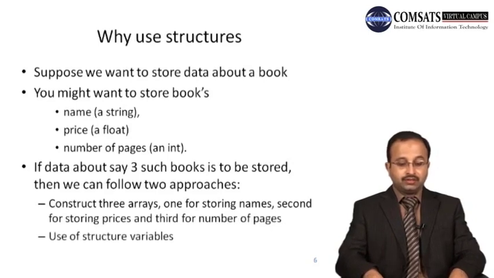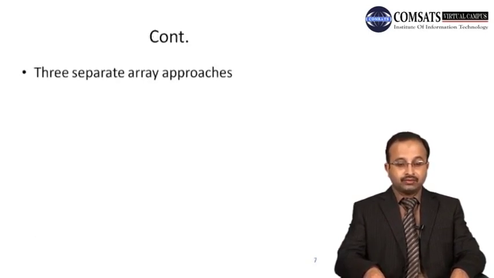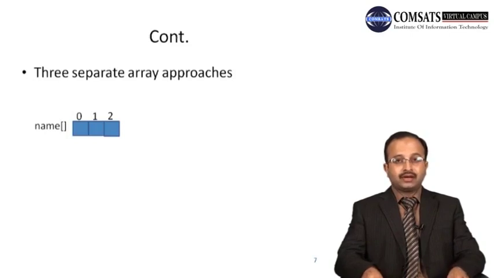And the second approach is use of structure variables. We will see what is a structure variable, how we can declare the structure variable, and how we initialize the structure variable. Now the 3 separate arrays approach is, this is the array name. Let's say we assume that the name of a book is composed of 1 character only for simplicity purpose. So the size of the array is 3. 0th इंडेक्स पे आप फर्स्ट बुक का रिकॉर्ड स्टोर करेंगे, 1st इंडेक्स पे सेकंड बुक का नेम, और 2nd इंडेक्स पे थर्ड बुक का नेम.